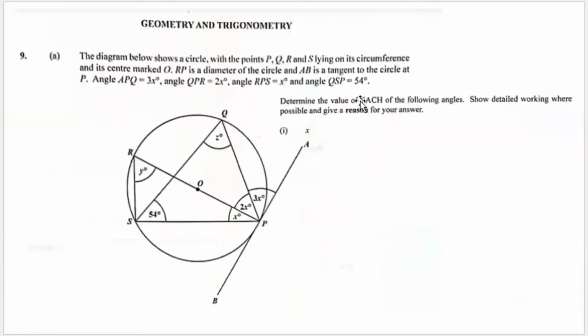Part 1 says, determine the value of each of the following angles, show detailed working where possible, and give a reason for your answer. And the first one they want us to find is x. Now the thing is, even though they want us to find x, we're not going to look at our diagram and say, oh, we're just going to use this single x right here, because in this case it won't necessarily be possible. So what we know is that when the tangent meets a circle at the point where it is being intersected by some line, in this case the diameter, two right angles are formed.